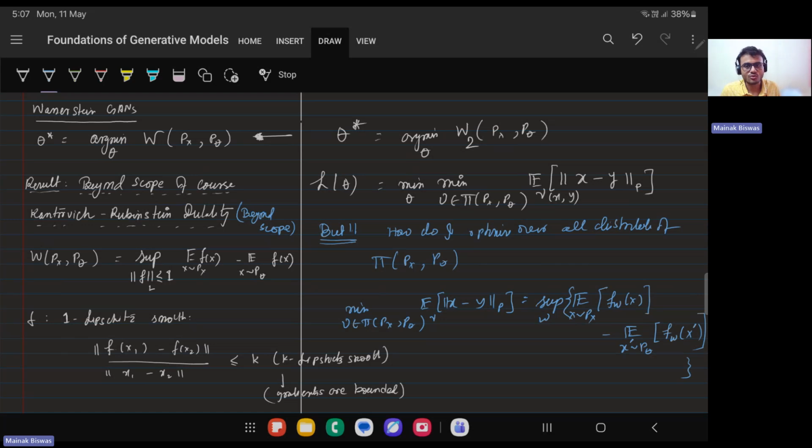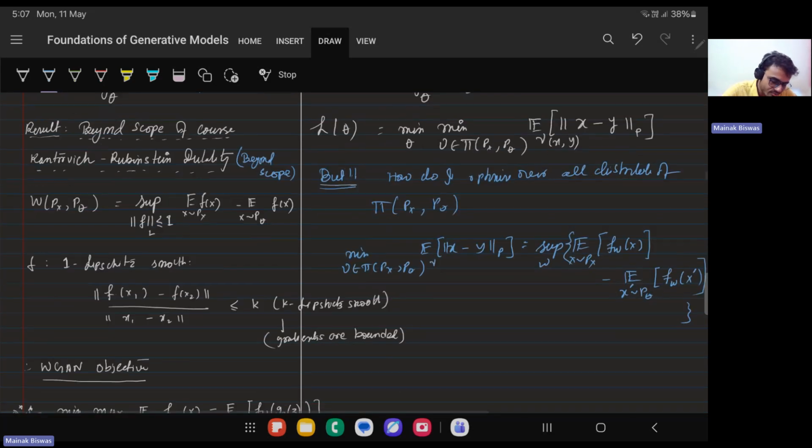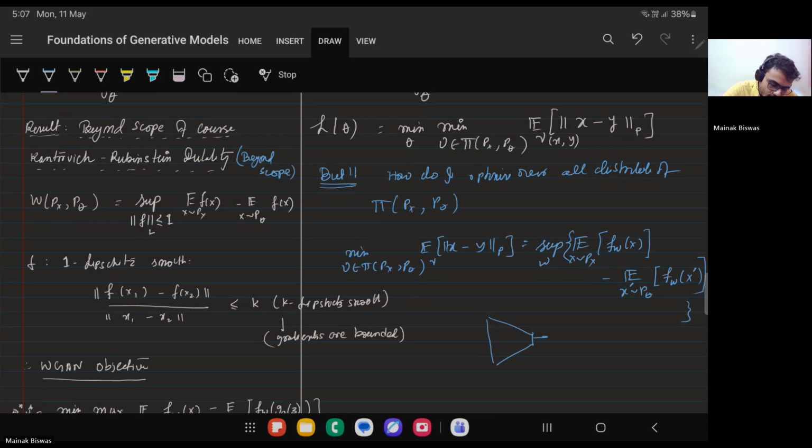So trying to find the minimum distance is trying to have this function f w, which takes in x and outputs a real number. And what I'm trying to do is I'm trying to see the expected value of that real number for the real distribution and the fake distribution. So you can see this is exactly equal to an energy-based model equation. So you are seeing the difference in the energies for the given distributions. This is exactly like an EBM objective.